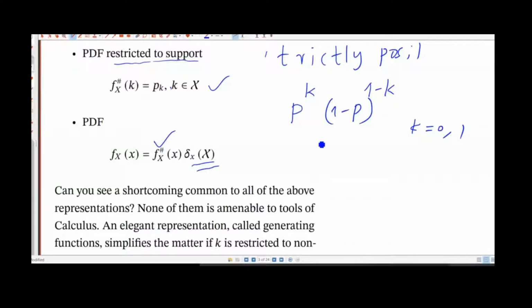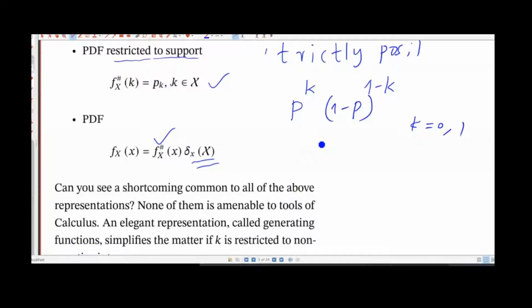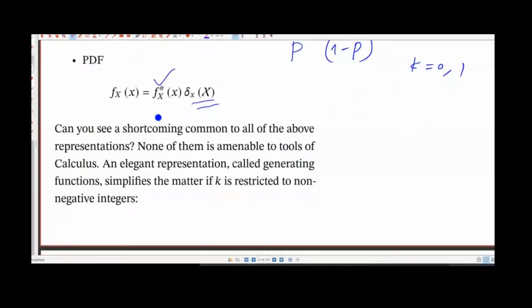So let me just summarize the problem with these. None of these functions is amenable to calculus. We need functions that are easy to deal with in a calculus thing. And that brings us to what we call generating functions.